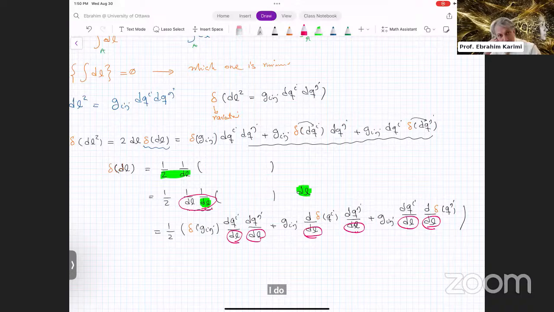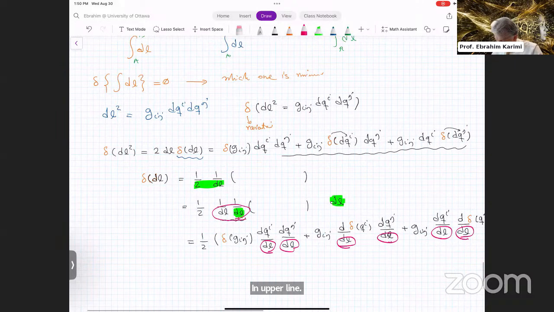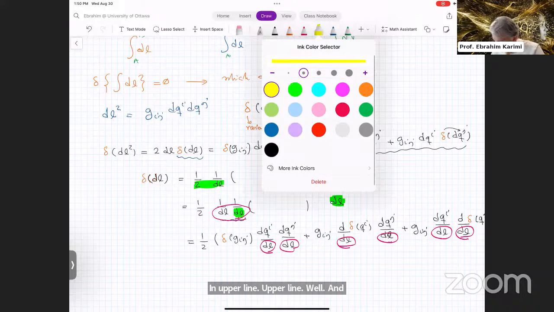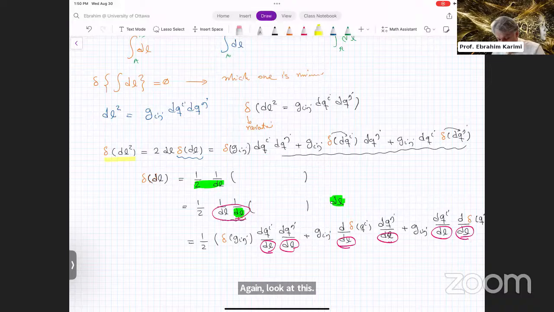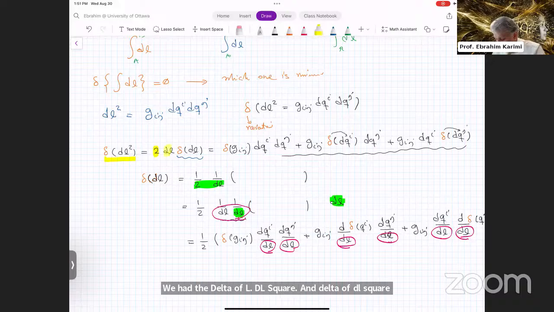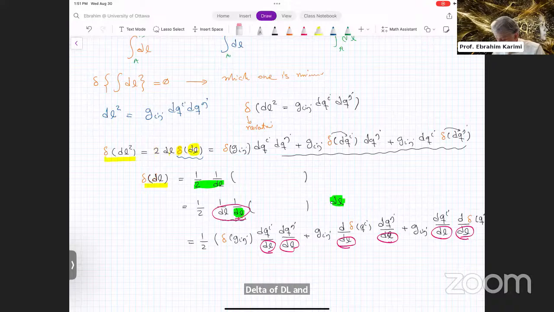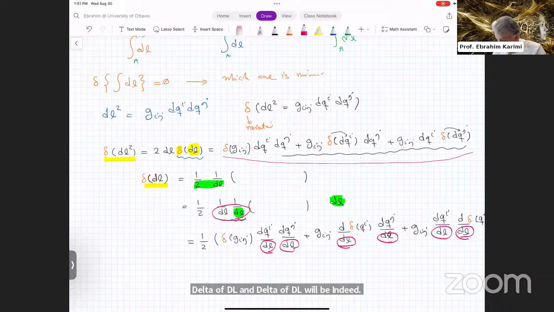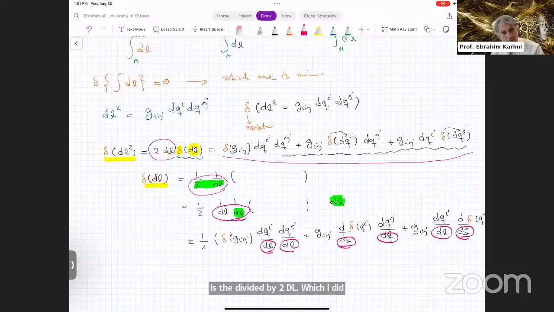In the upper line, well, again, look at this. We had the delta of dL squared. And delta of dL squared is 2 dL delta of dL, right? But what I'm looking for is delta of dL. And delta of dL will indeed be the entire of this side divided by 2 dL, which I did. Clear?